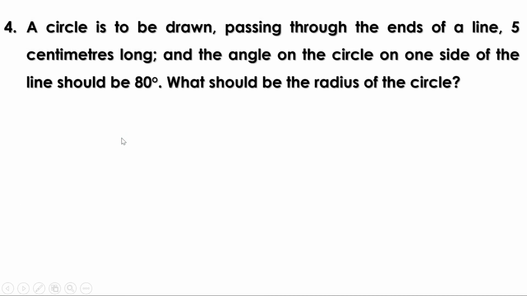Next problem. A circle is to be drawn passing through the ends of a line 5 centimeters long and the angle on the circle on one side of the line should be 80 degree. What should be the radius of the circle?